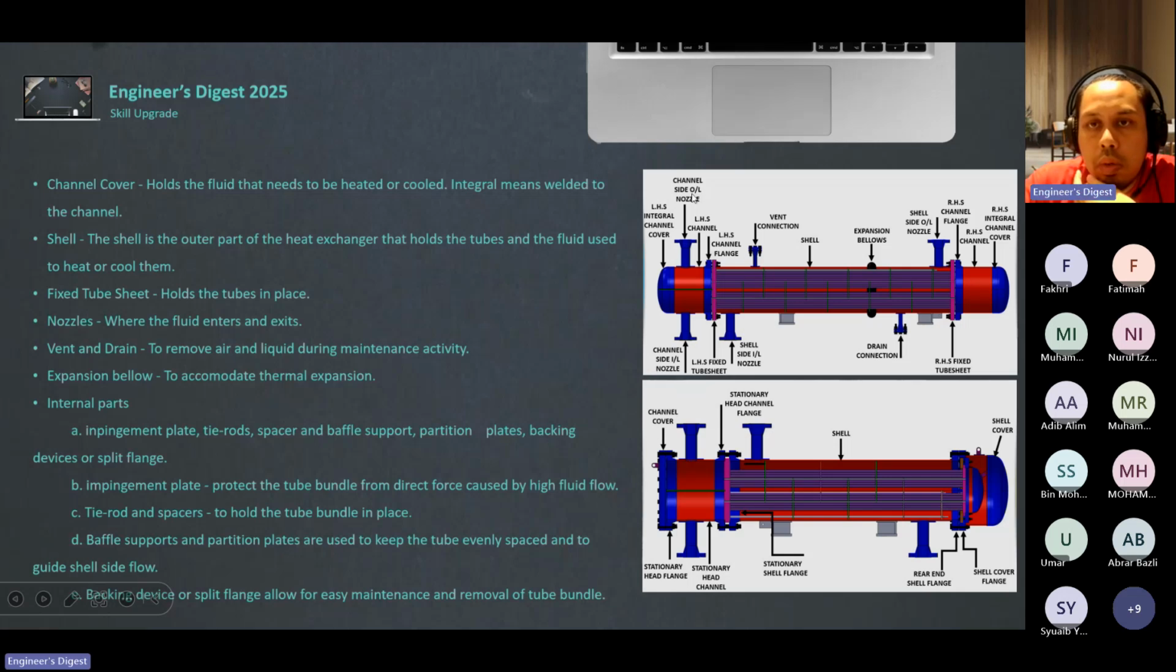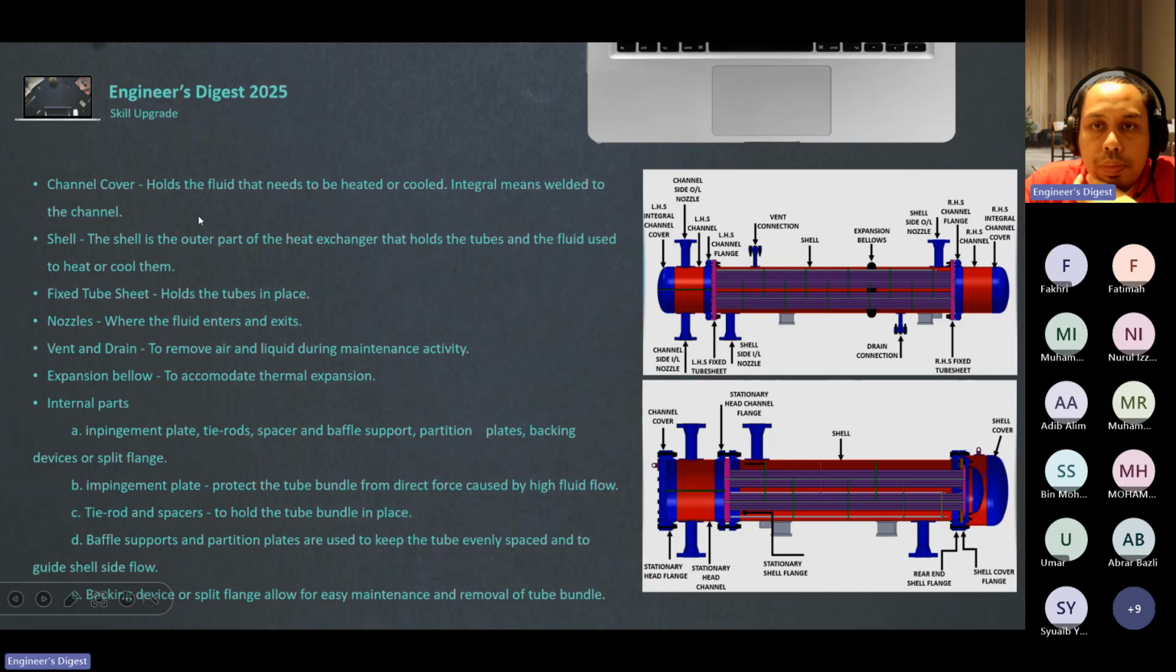Consider this. Okay, we have discussed already. What is this? This is a fixed type heat exchanger. How do we know it is a fixed type? You can see we have two tube sheets here, and this is integral to the shell. We have two of them. Okay, this is a fixed type.